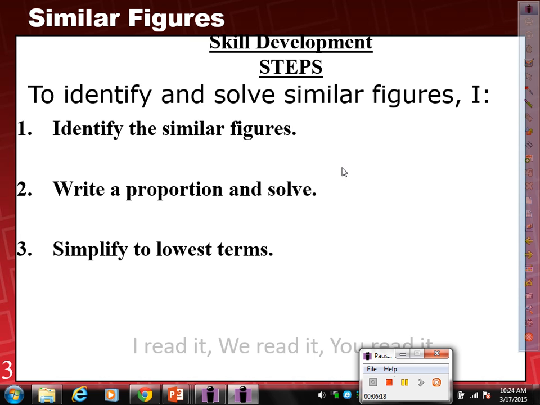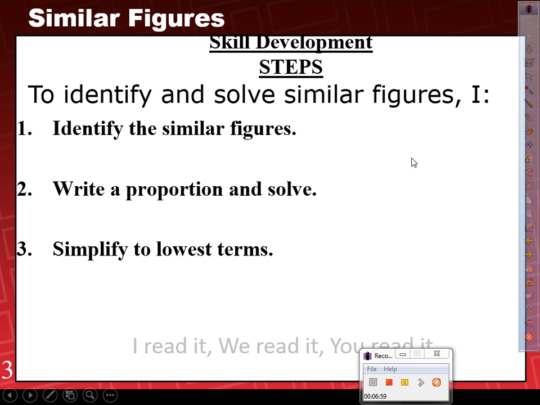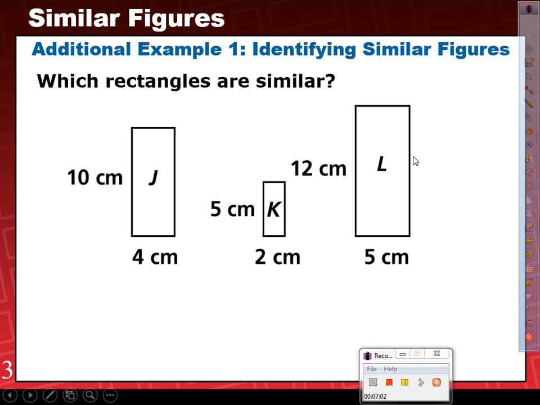All right, so we got it, right? All right, in the back of the paper, copy this example down, please. Example 1. If you still have room, copy it in the back. Here we go. Example 1, which rectangles are similar? Rectangle J has measurements 10 centimeters and 4 centimeters. Rectangle K has 5 centimeters and 2 centimeters. Rectangle L is 12 centimeters and 5 centimeters. Copy that, please, and we're going to do this one together.